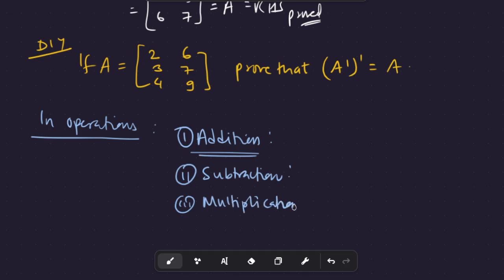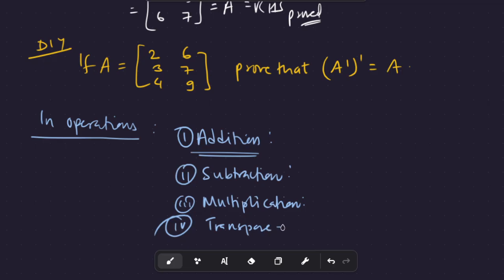Multiplication by using a scalar. We have not learned the multiplication of matrices yet. We just have learned about multiplication by a scalar. Whenever a scalar multiplies a matrix, all the elements of the matrix get multiplied by that scalar. We discussed up to this, and similarly up to the transpose also.